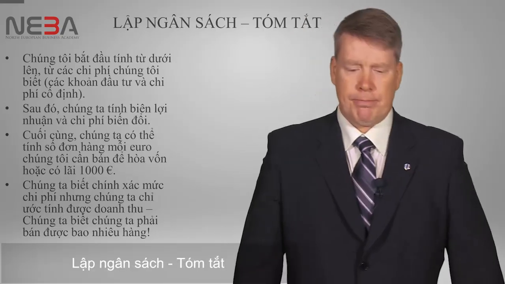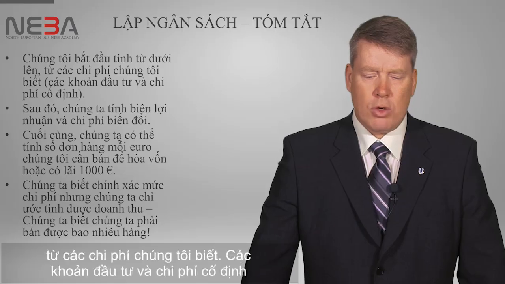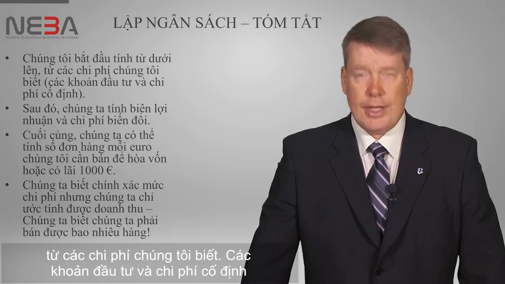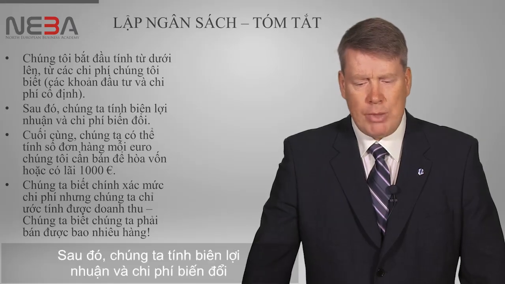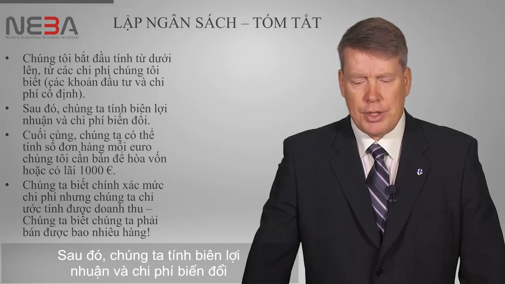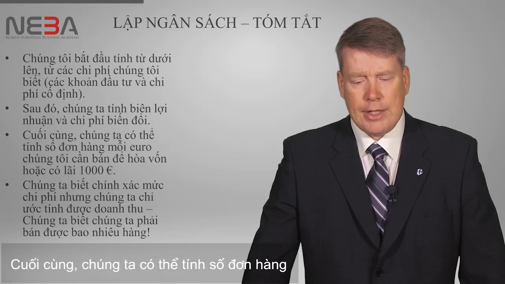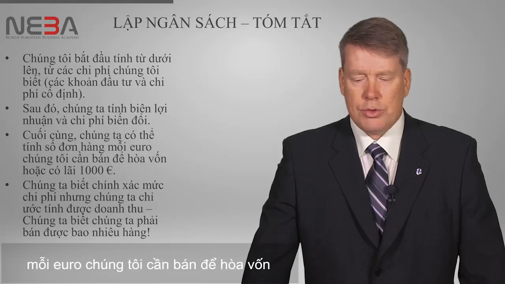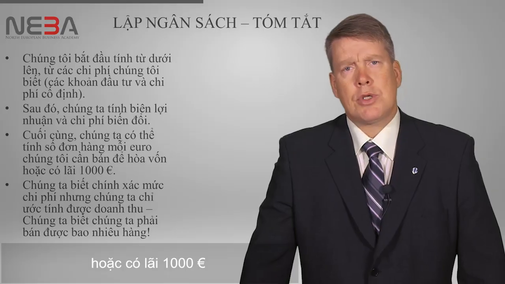Budgeting summary. We started to calculate from the bottom up. From the costs we know, investments and fixed costs. Then we calculated our profit margin and variable costs. Finally, we can calculate the amount of units per euros we need to sell to break even, or maybe 1,000 euros profit.